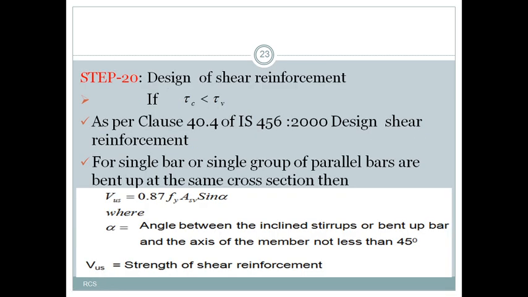And if the case is different, so tau C is less than tau V, then we go for design of shear. The shear reinforcement will be provided in three different forms we have discussed: in the form of vertical stirrups, or bent-up bars along with vertical stirrups, or inclined stirrups. Suppose a single bar or single group of parallel bars is bent up at the same cross section, then the shear resisting capacity of the bent-up bar can be calculated by this formula, that is 0.87 fy Asv sin alpha. Alpha is 45 degrees. And this Vus is the strength of shear reinforcement, the shear resisting capacity of the shear reinforcement, I can say.